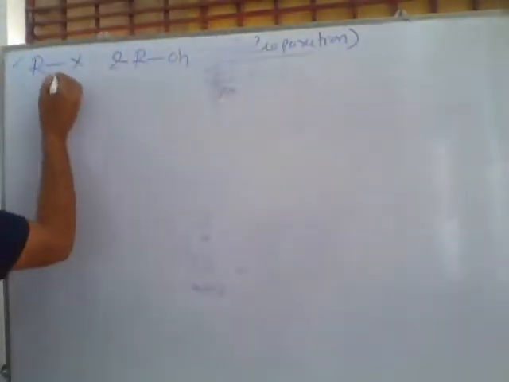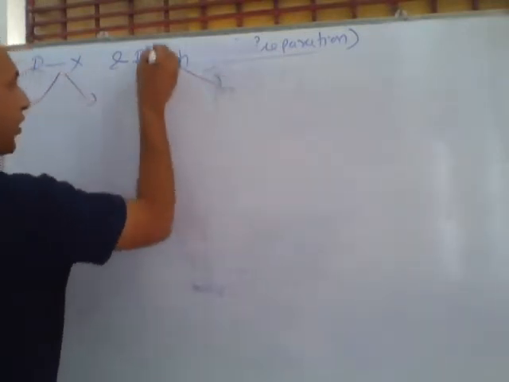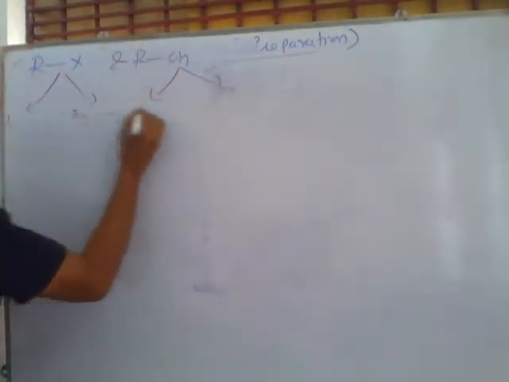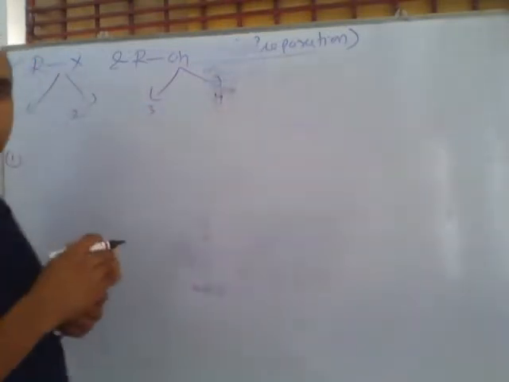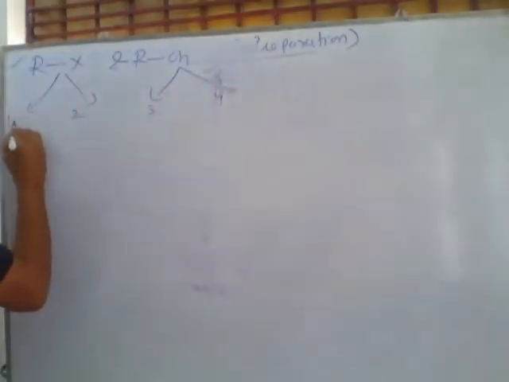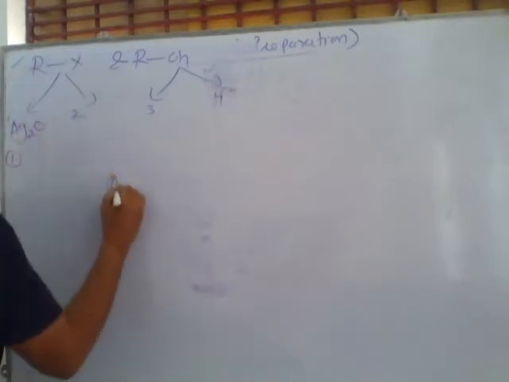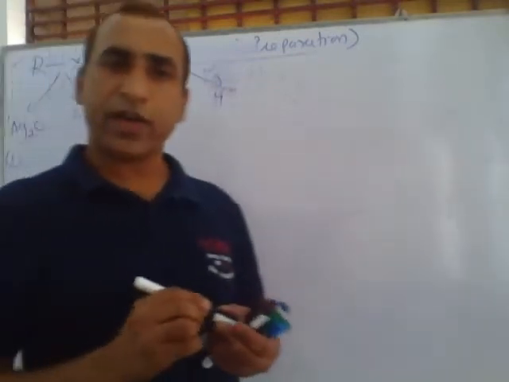So there are 2 methods for RX. Also there are 2 methods for alcohol. 1, 2, 3, 4. First method, RX. RX is alkyl halide. Simple. If we are treating 2 molecules of RX with this compound, actually this compound is called silver oxide. The valency of oxygen is 2. So we are writing Ag2O.